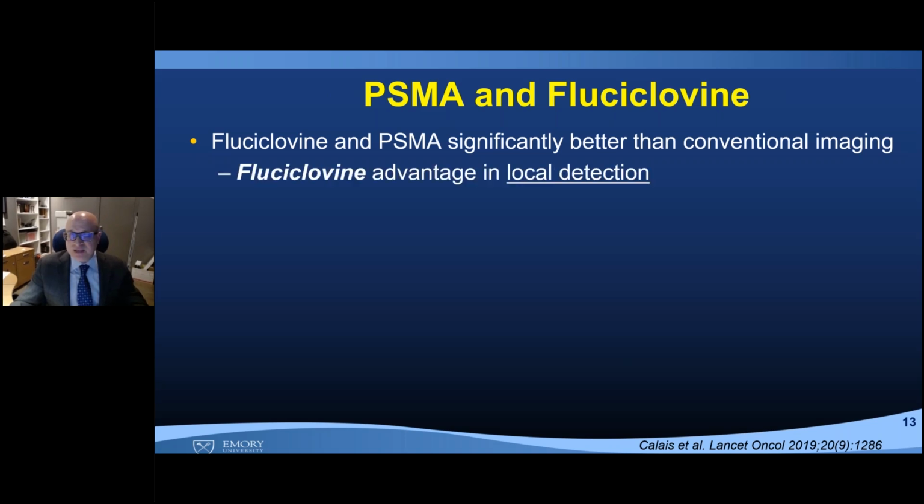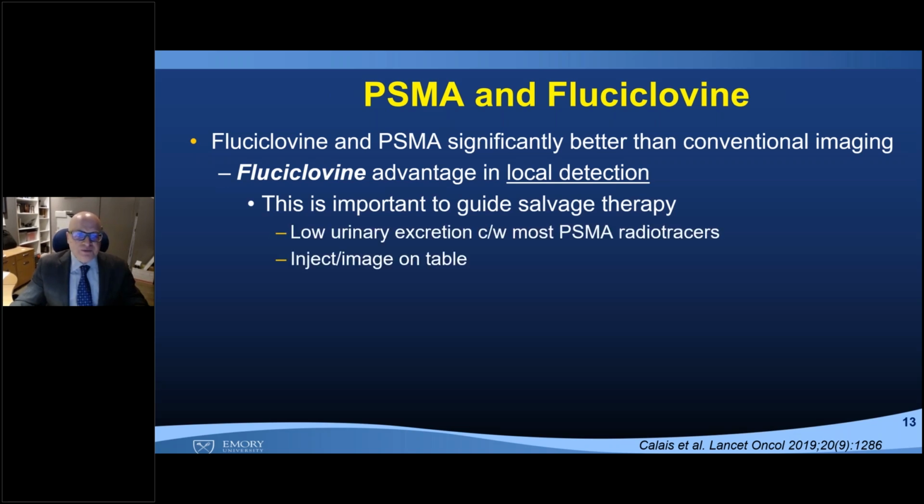Fluciclovine has an advantage in local detection. This is important to guide salvage therapy. There is low urinary excretion compared with most PSMA radiotracers currently, and you can inject and image on the table. You don't have the 1-hour uptake phase that you have with PSMA.